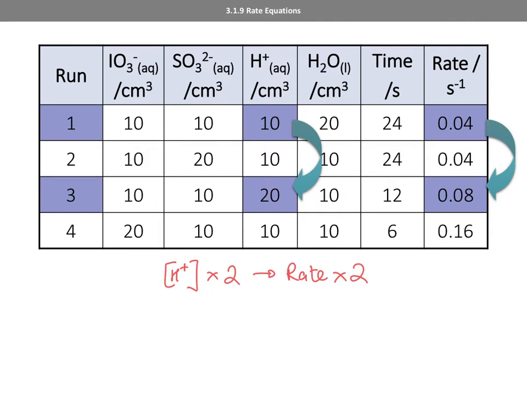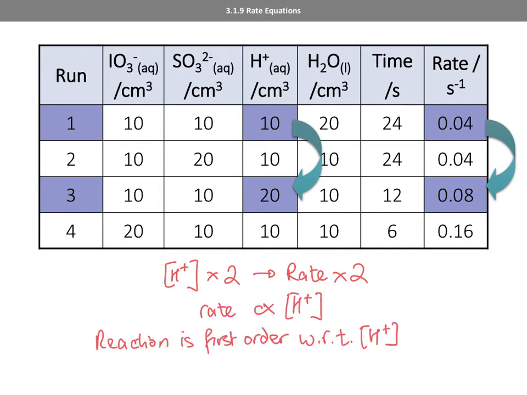So we doubled the concentration of hydrogen ions and we have doubled the rate of the reaction. So this tells us that the rate is proportional to the concentration of H+ ions. And that in turn tells us that the reaction is first order with respect to H+ ions. So if we double the concentration of H+ ions, we double the rate. We triple the concentration of H+ ions, we triple the rate. We quadruple the concentration of H+ ions, we quadruple the rate.